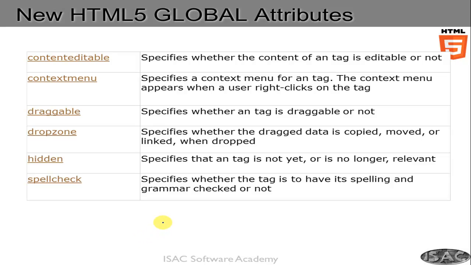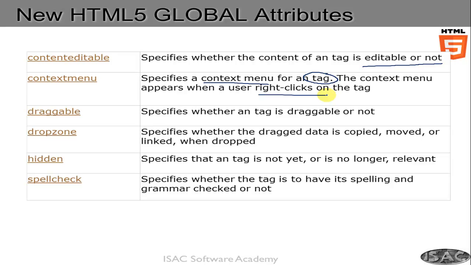First we will understand the attribute called contenteditable. It means you can declare whether the content is editable or not by declaring this attribute for any element or tag. The next most important thing is that we can declare a context menu for any tag in HTML5. What it means is that when the user right-clicks on the tag, a small helpful context menu will pop up.